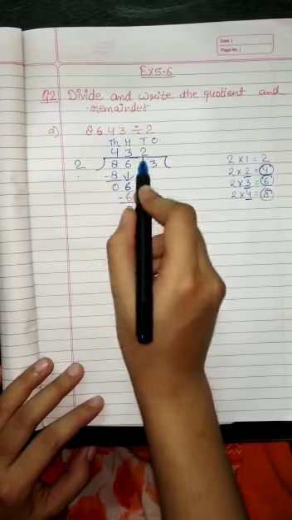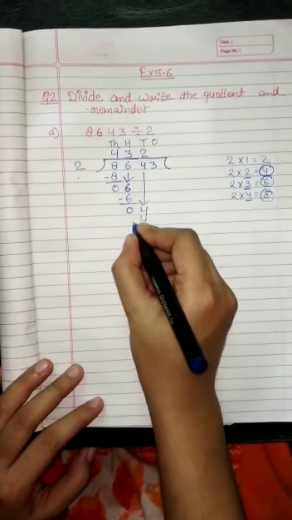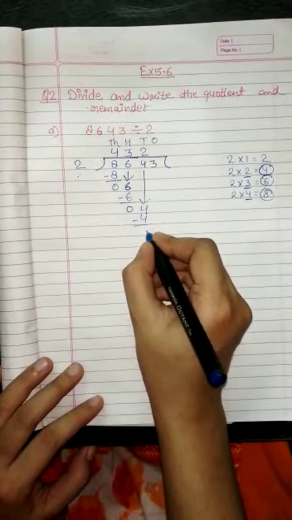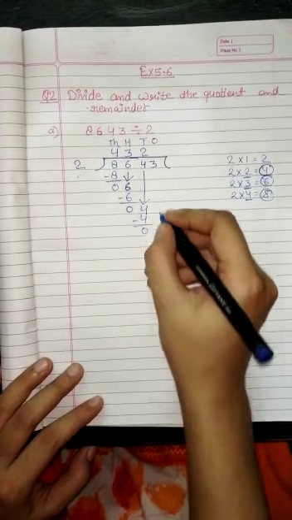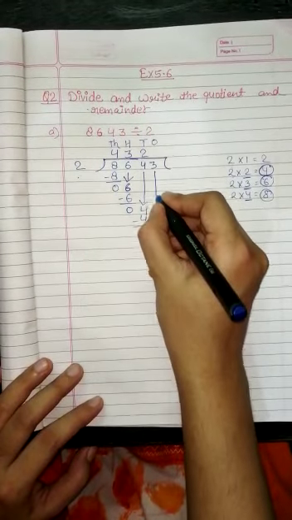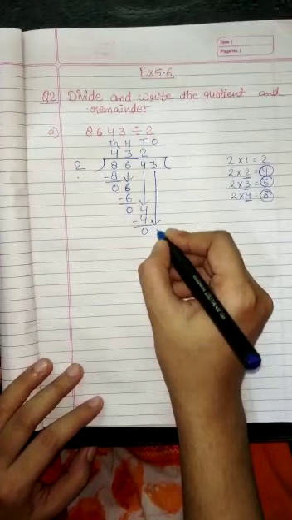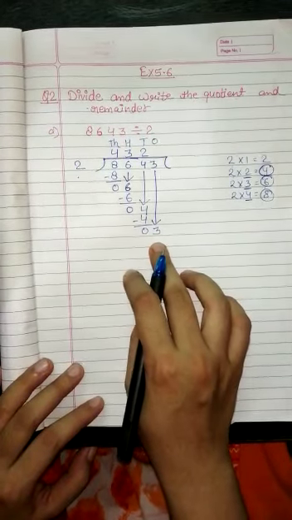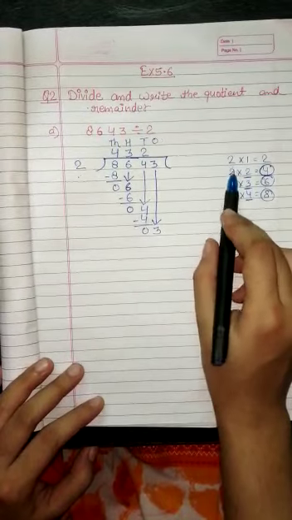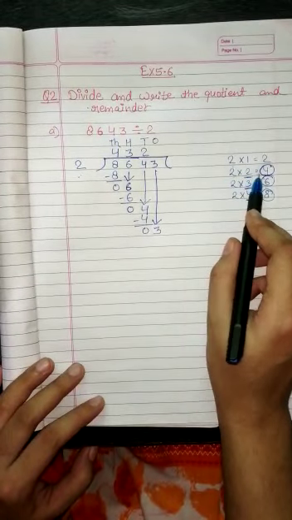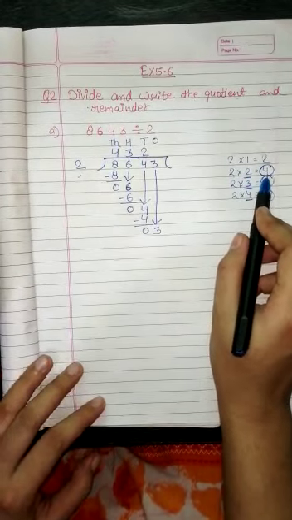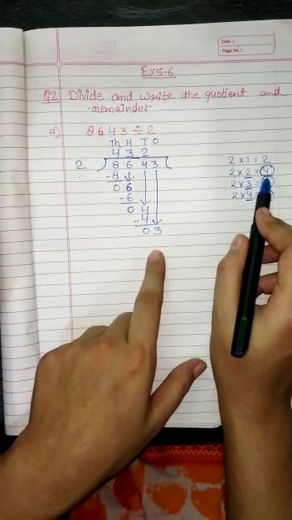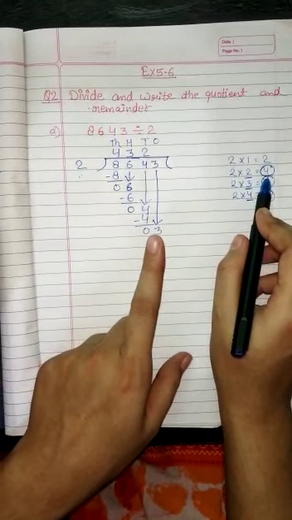So we'll write 2 here. We'll multiply divisor with this number. 2 twos are 4. We will subtract, 4 minus 4 is 0. Now we'll bring down the next digit. What is the digit? 3. Let's read out the table of divisor again. 2 ones are 2. 2 twos are 4. Now this 4 is greater than 3. 4 is greater than 3.